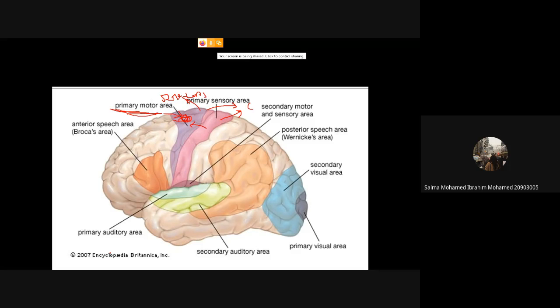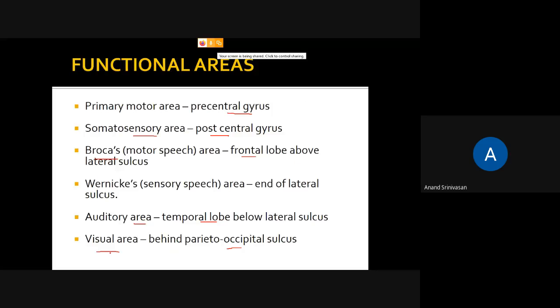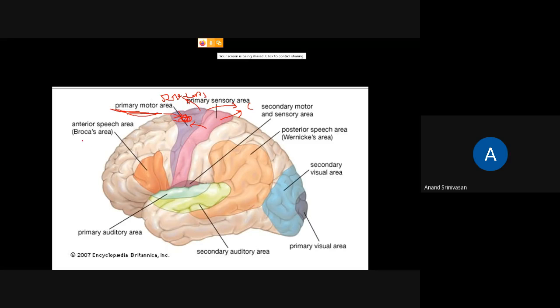All right, coming to the next part, Broca's area and Wernicke's area, or motor speech and sensory speech. Here you can see Broca's area, which is located in the frontal area above the lateral sulcus, and Wernicke's area is located at the end of the lateral sulcus. So what are Broca's area and Wernicke's area? One is called the sensory speech area, and the other the motor speech area.